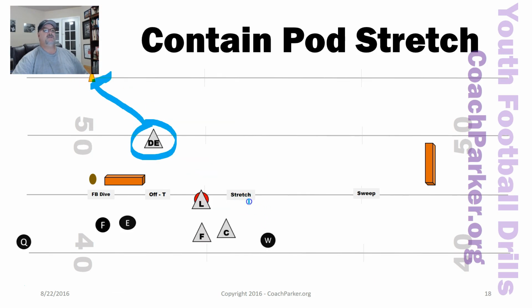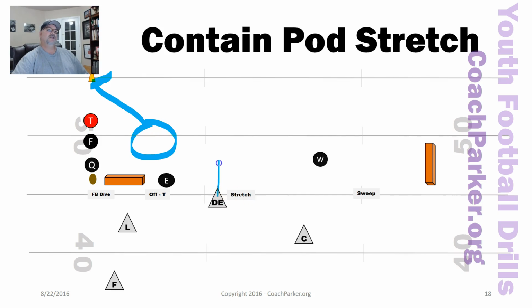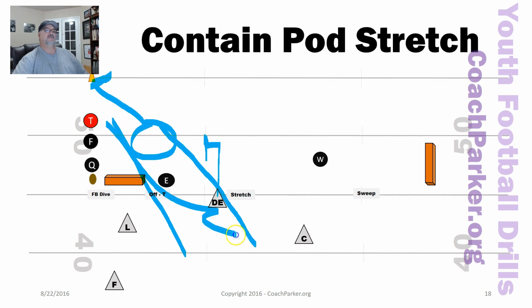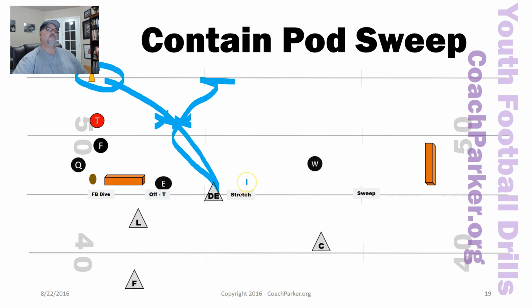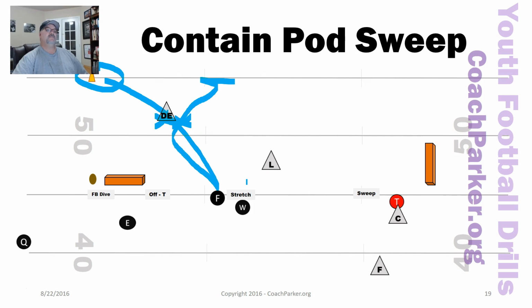So let's look at this again real quick. Usually the D end was here before the stretch sweep. If you want him to box out right here, look how big this hole is. You got to be really careful about if they box out. I like them squeezing so it actually squeezes the depth there, and that's the reason I want this angle of attack versus a high-end box. So that's the contain pod drill.